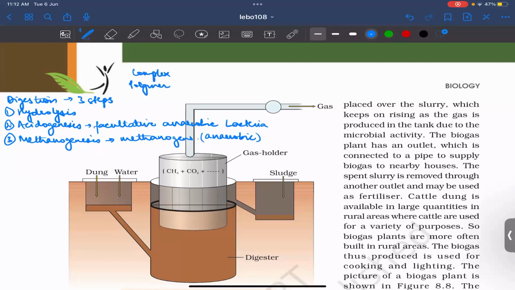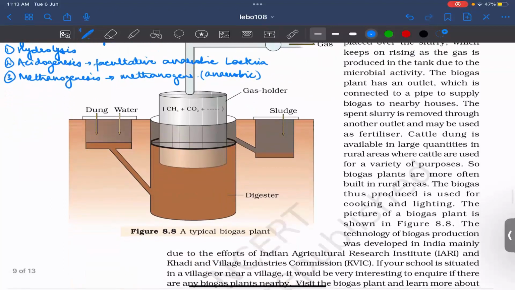Now let's form a chain reaction for it. We start with a complex polymer. Then the first step will happen, which is hydrolysis. It will lead to the formation of simple monomers. Then the second step, which is acidogenesis, will lead to the formation of acetic acid. And the third step leads to methane, CH4. So this is just the layout of it.